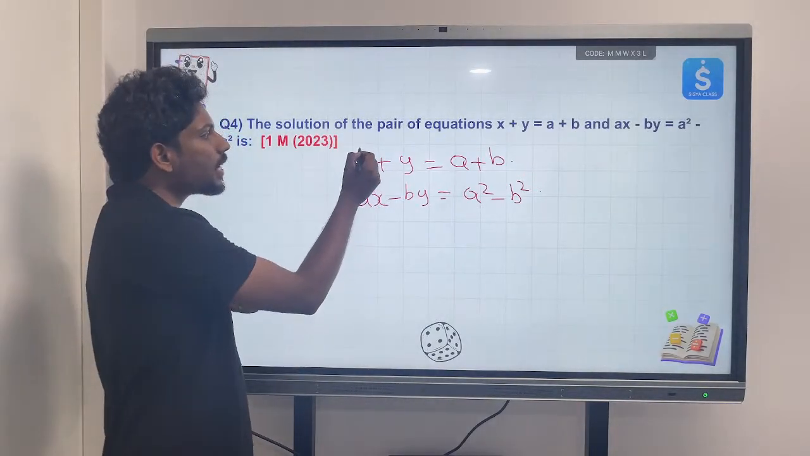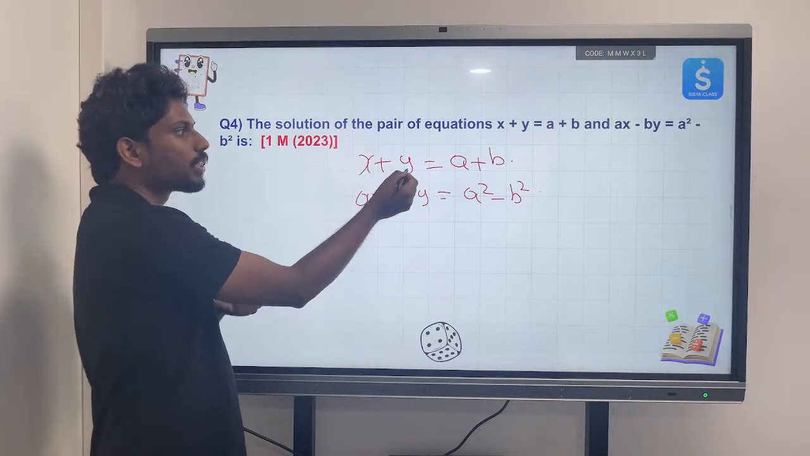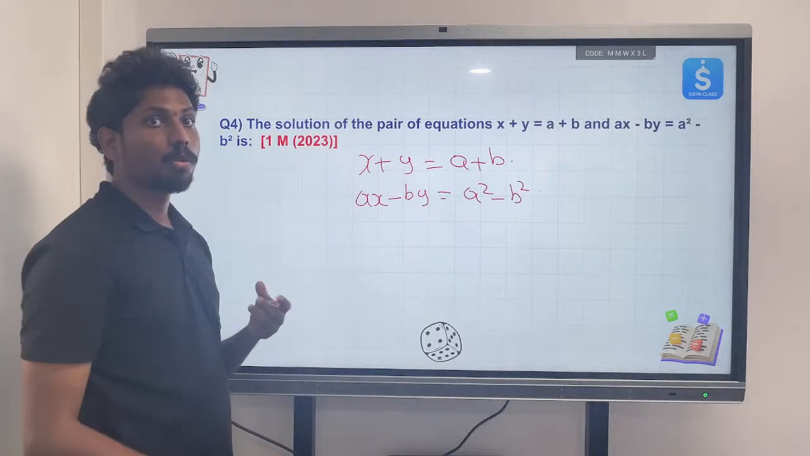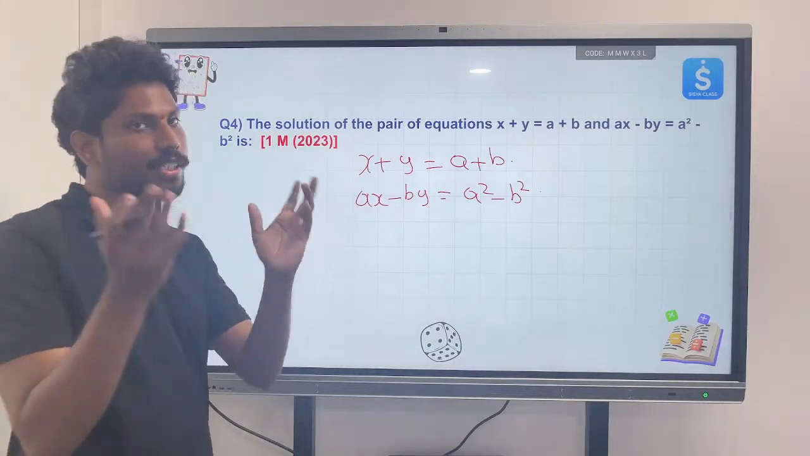But here, if you see, the coefficient of x is 1, the coefficient of y is 1, the coefficient of x here is a, and here it is minus b. So what do we need to do? We need to make some changes, right?